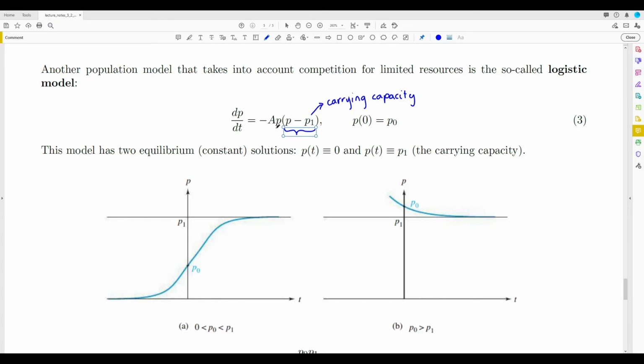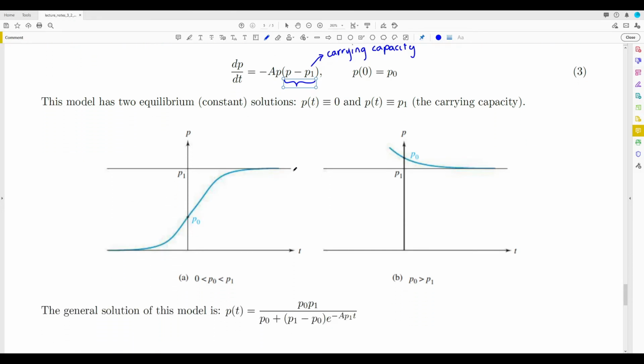Now, I will not show that in this video, but this is still a separable equation, right? The right-hand side does not depend on t, so we can put all of this on the other side, bring the dt on the other side, and then integrate both sides. If you do that, you can show that the general solution of this model is p of t equals p naught times p1 over p naught plus p1 minus p naught times e to the power negative a times p1 t.